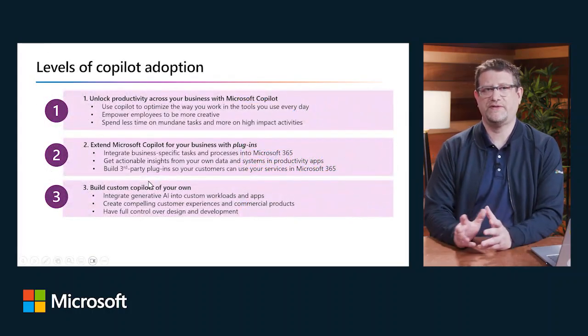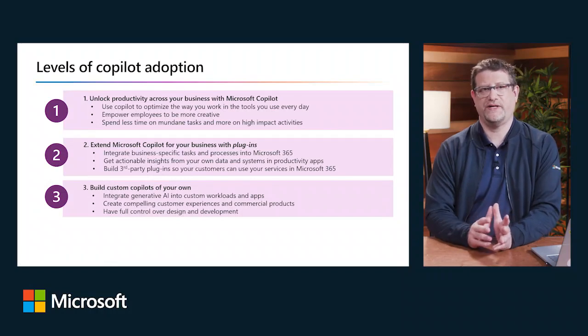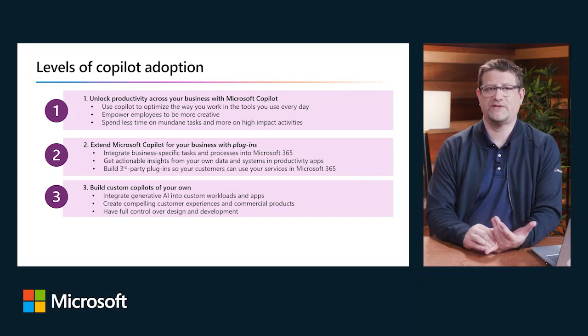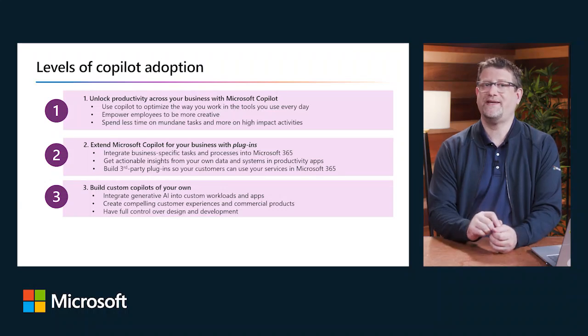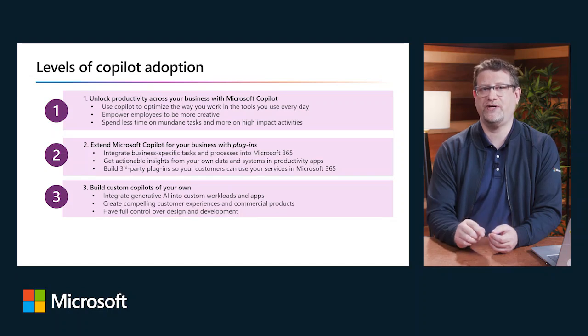There are 3 levels of Copilot adoption in an organization. You can use off-the-shelf copilots like Microsoft Copilot for Microsoft 365 to empower users and increase their productivity. You can extend Copilot to support custom business processes or tasks using your own data to control how Copilot responds to your prompts in your organization. Or you can build custom copilots to integrate generative AI into business apps or to create unique experiences for your customers.